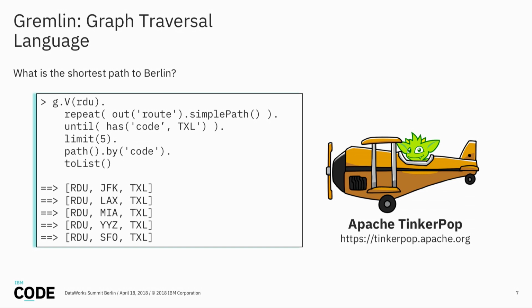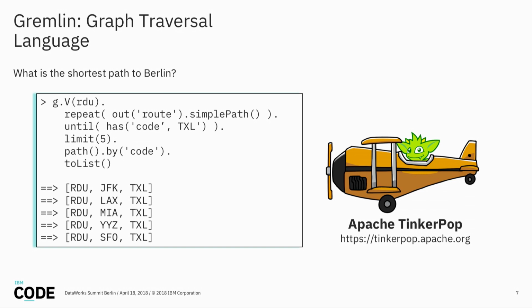I'll walk you pretty briefly through this. Here we start through the graph vertices. We'll start with the Raleigh one. What we're going to do is repeat going out on the route edge, so the edge label is called route, and we're going to do a simple path. That will prevent us from doing a cycle. If I started in Raleigh and I go to New York, I wouldn't want to come back to Raleigh to find another way to get to Berlin. That doesn't make any sense. This is our breakout clause. This is going to get us out of that loop until we reach the TXL airport.